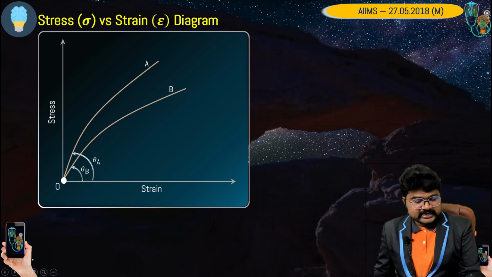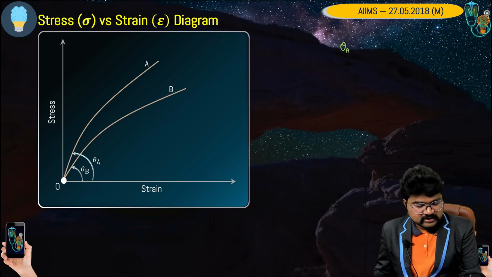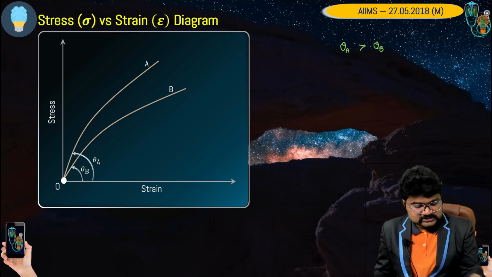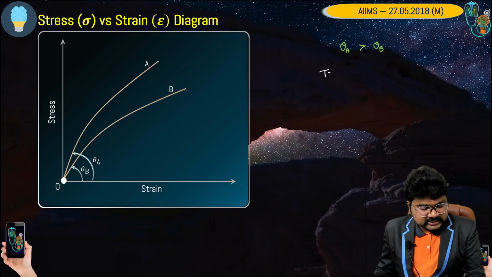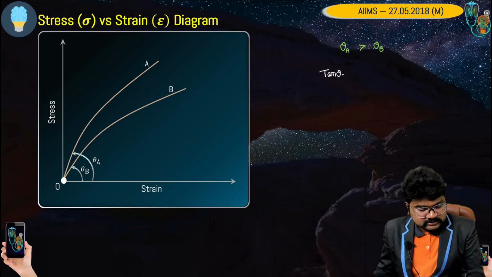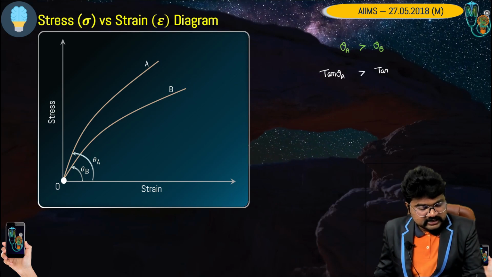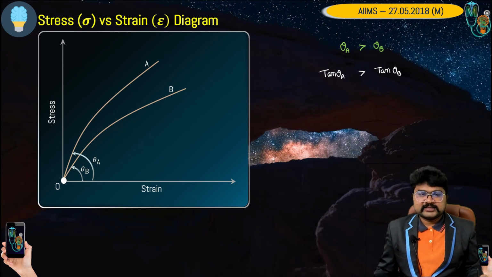Here theta A of course is greater than theta B. So from here, tan theta A is greater than tan theta B.